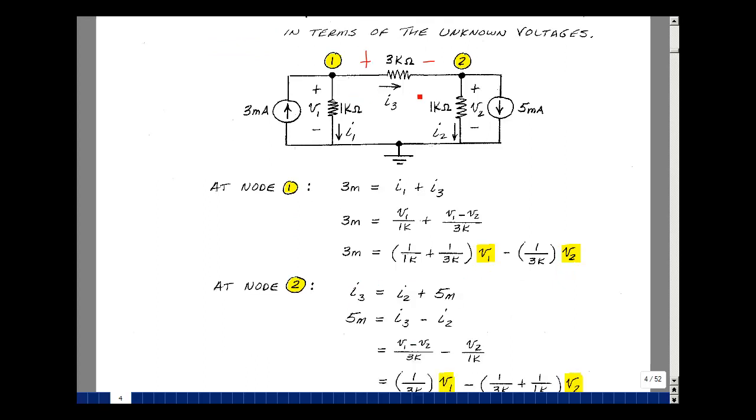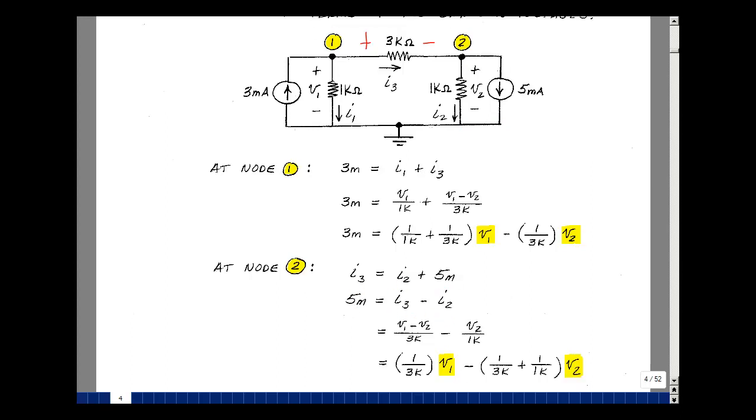The current that enters the node is I3. The current that leaves is I2 and 5 milliamps. Let's solve for this equation. I know 5 milliamps, and I'll bring the I2 on the other side of the equation, so I get I3 minus I2. What's I3? V1 minus V2 divided by 3K. And what's I2? It's going to be equal to V2 divided by 1K.